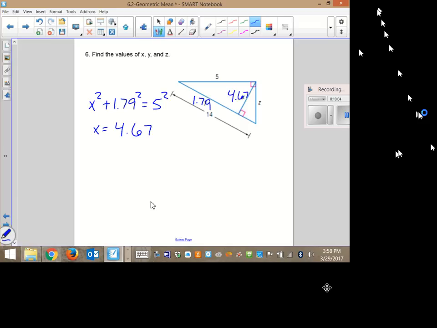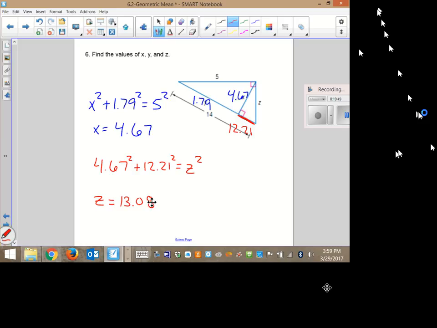And now we want to solve for our z. So we can then solve for this length right here. Yes, this is drawn very misproportionally. So we get this to be 12.21. So then we get that 4.67 squared plus 12.21 squared will give us our z squared. Typing that into our calculators, we come up with z equals 13.08.